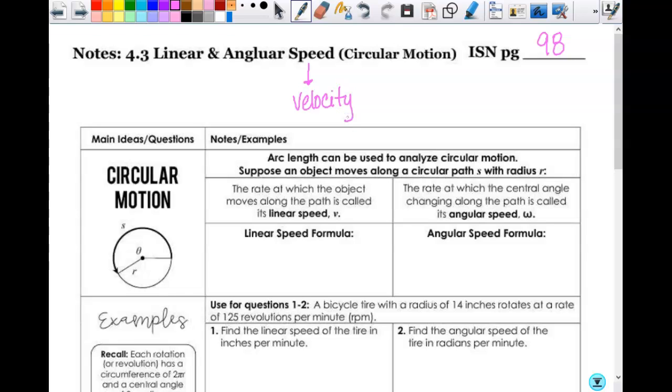All right, so one of the things that we need in order to get through one of these formulas here is arc length, which we've already done. We did that in December. So if you will turn in your ISNs to page 86. Turn to page 86.